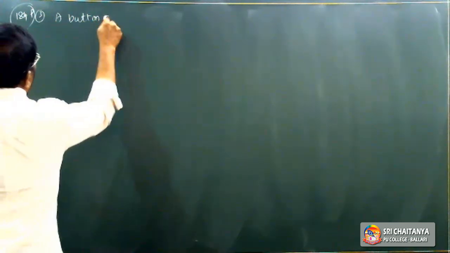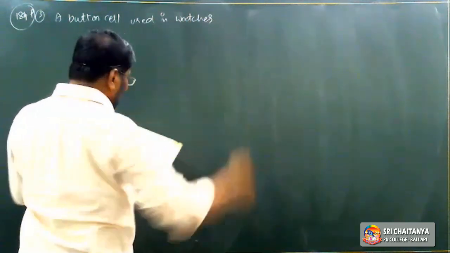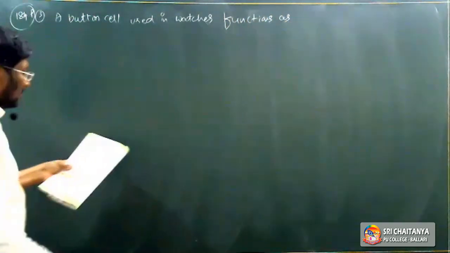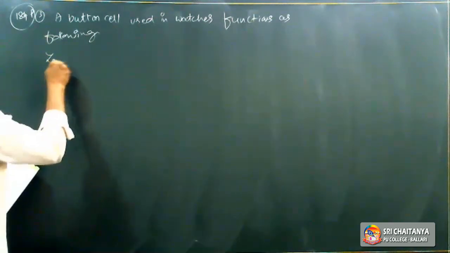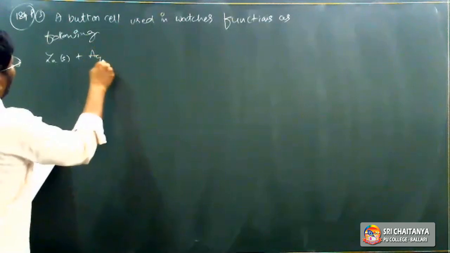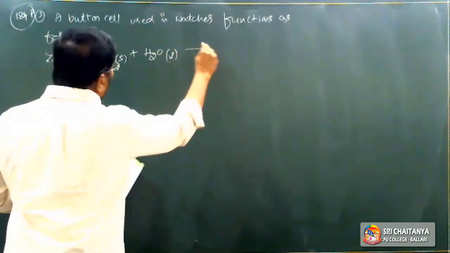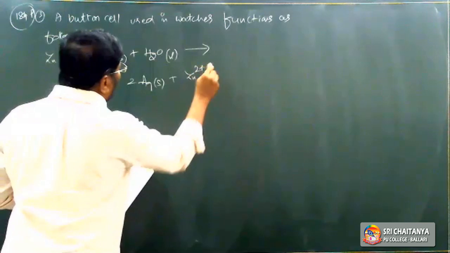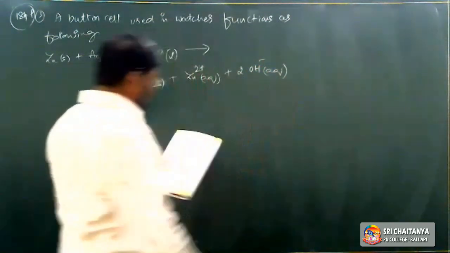The last level. A button cell used in watches functions as follows: Zn solid plus Ag2O solid plus H2O liquid gives 2Ag solid plus Zn2+ aqueous plus 2OH- aqueous.